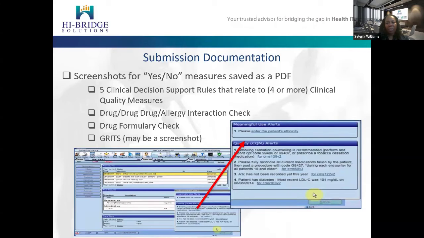So here's an example of a screenshot that was submitted, or how it looked. I'm not sure what system this is. So this is how your documentation should appear in this type of format.